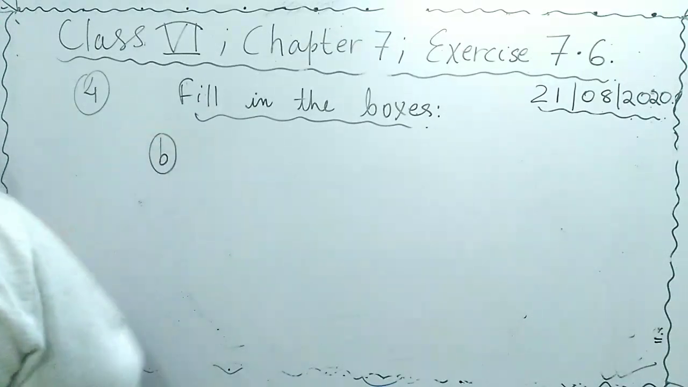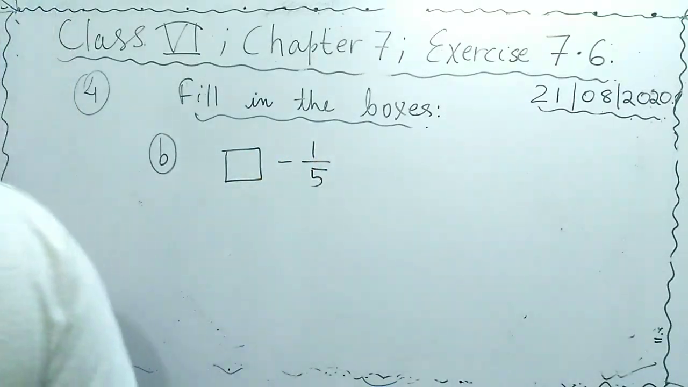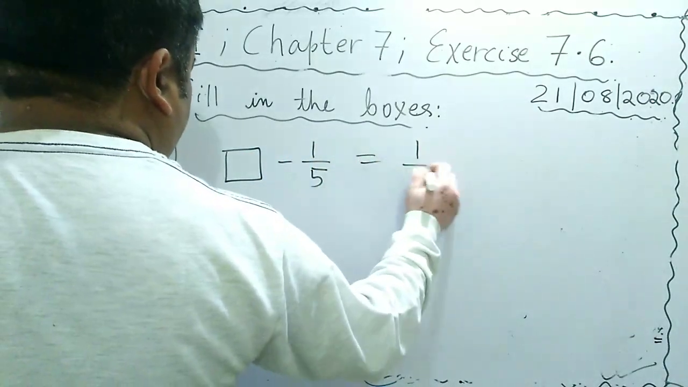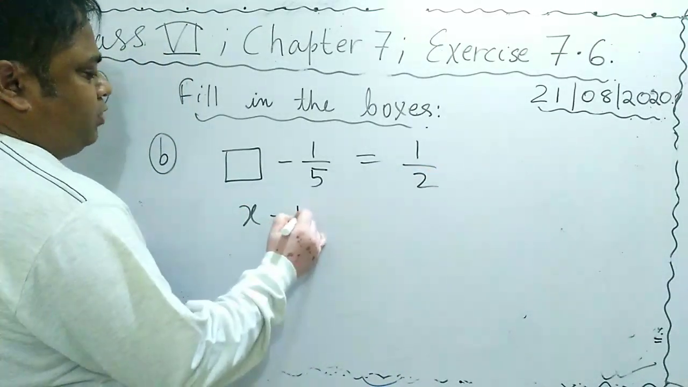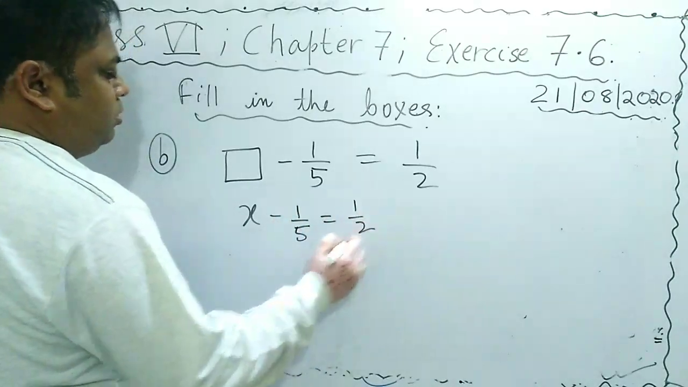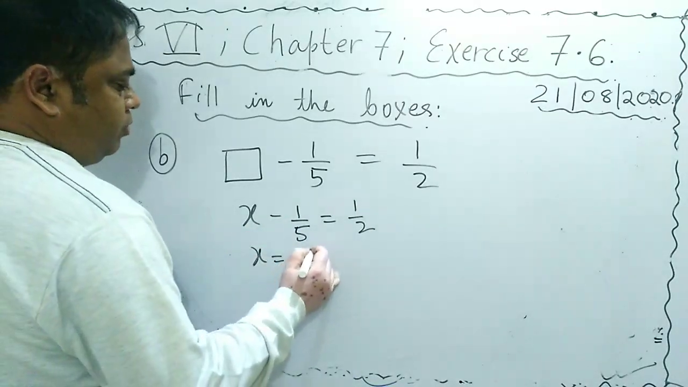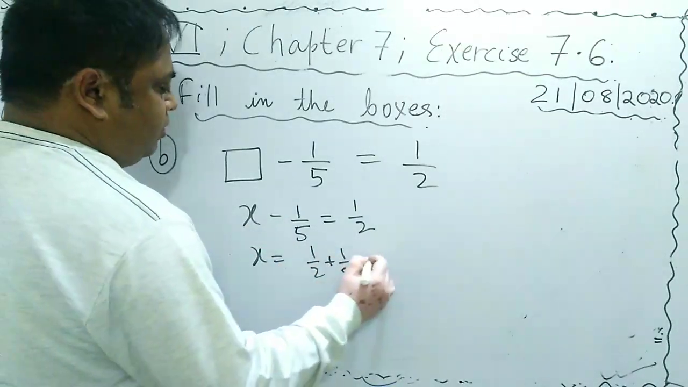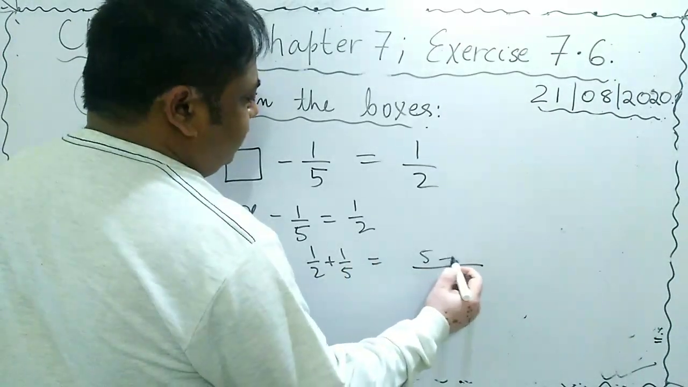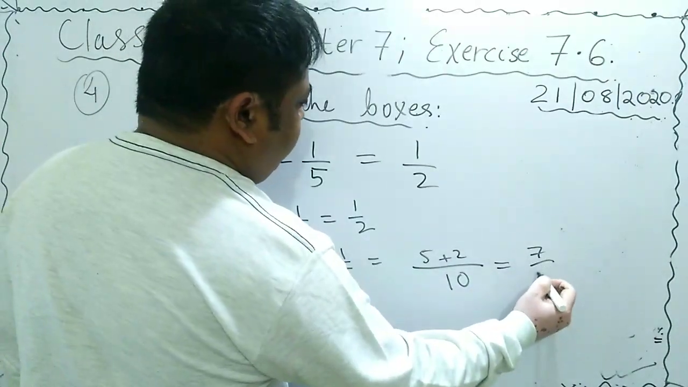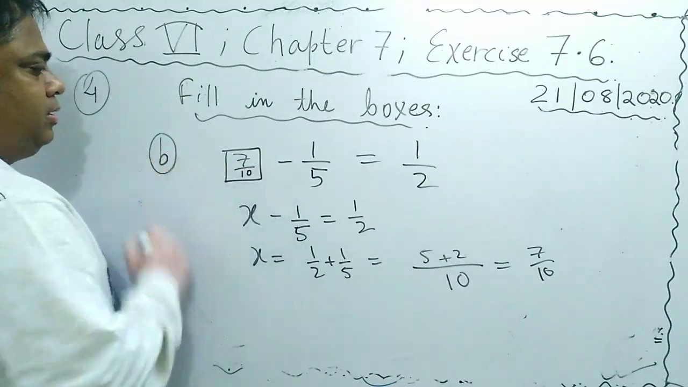Question number B. Box minus 1 by 5 is equal to 1 by 2. This value we have to find out, so we'll consider this as x. x minus 1 by 5 is equal to 1 by 2. So we will take this to this side, so minus will become plus. So x will become 1 by 2 plus 1 by 5 will be equal to, LCM will be 10. So this will become 5 and this will become 2. This will become 7 by 10. So we'll write 7 by 10.